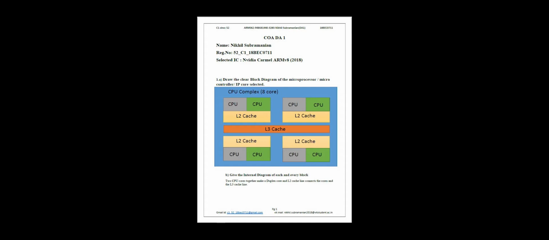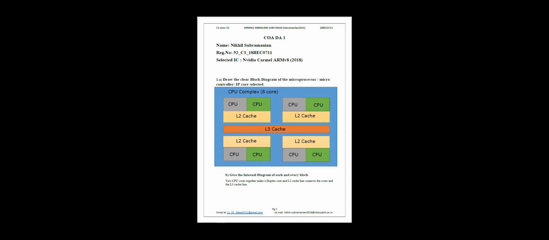The IC I have chosen is the NVIDIA Carmel ARM V8. ARM stands for Advanced RISC Machine. I chose the NVIDIA Carmel ARM V8 because of its recently released AI computer, called the Jetson Xavier NX. This AI computer uses this particular IC as its processing core.